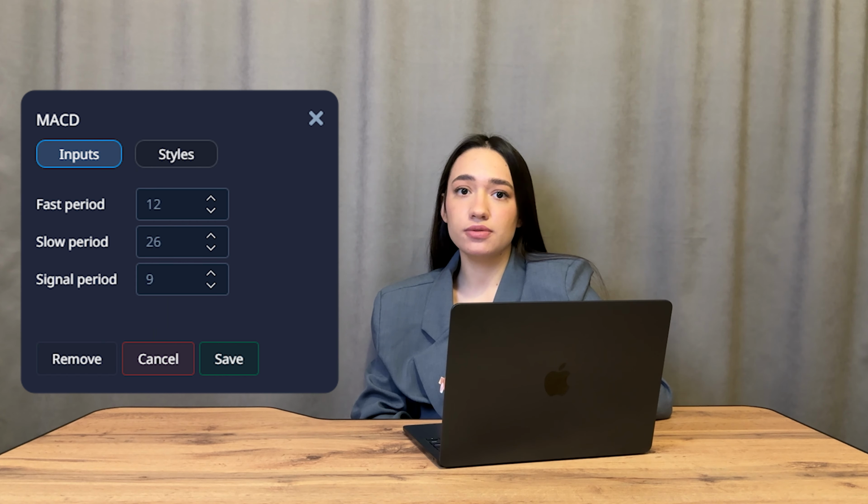And the idea is simple here. When the fast EMA moves above the slow EMA, bullish momentum is increasing. And when it drops below, bearish momentum is increasing. Default settings. The classic MACD settings are 12, 26, and 9. They give a clear picture on medium and higher timeframes and a solid starting point for most traders.